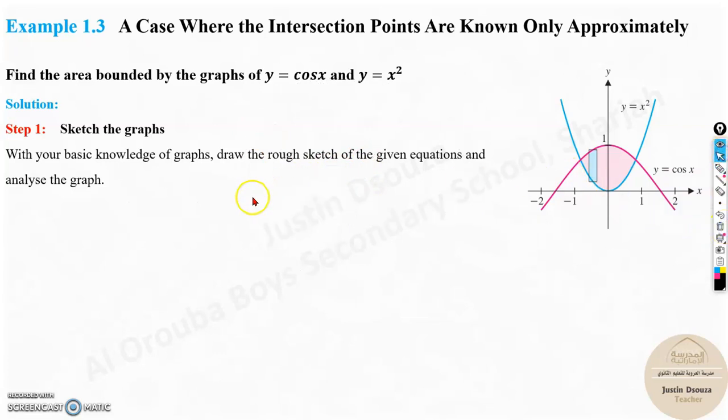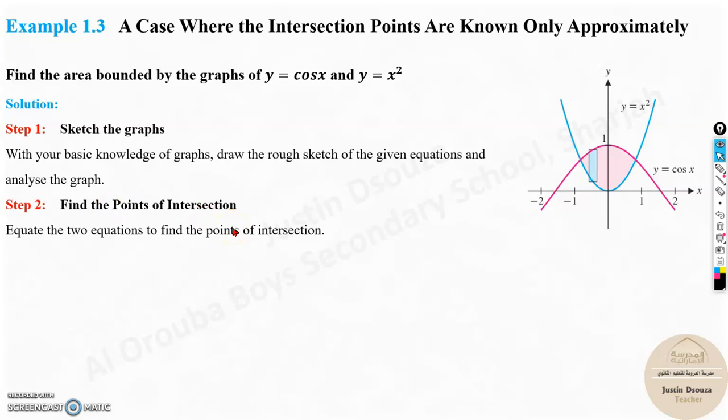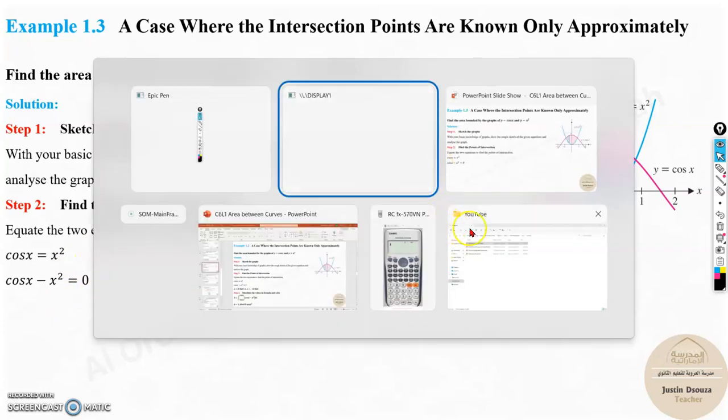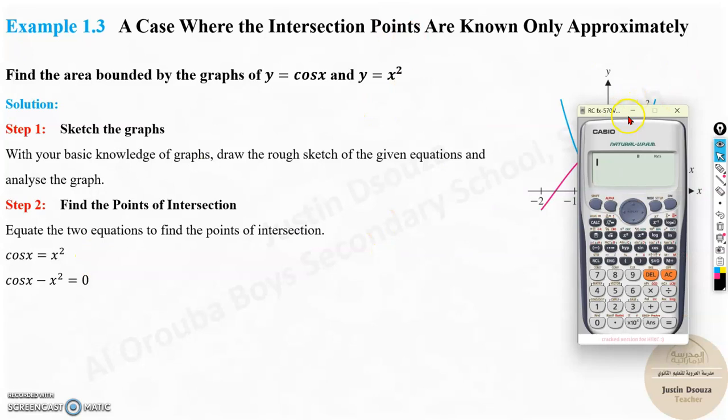That's it. This is the area which you want, right? So all you're doing is step 1, sketch the graph and understand them, and step 2 is find the points of intersection. How do you find the points of intersection? That is by equating these both graphs, that is cos x equal to x squared. Now there are different ways you can use other approximation methods as well to solve this, but we will stick to the calculator method, which is very easy.